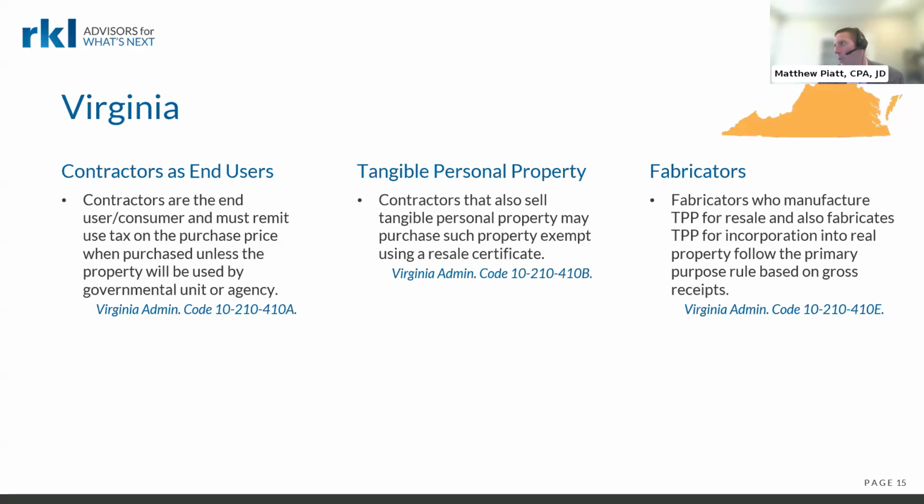So fabricators, these are contractors that manufacture tangible personal property for resale, but also incorporate into real property. And the state follows what's called the primary purpose rule there. It's pretty detailed. If you fall into this bucket, I would suggest just reading through that and seeing how that plays out for your specific facts.